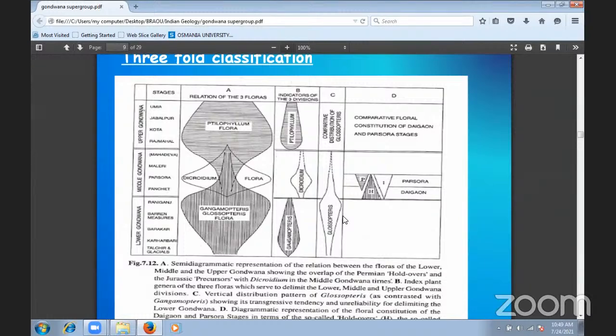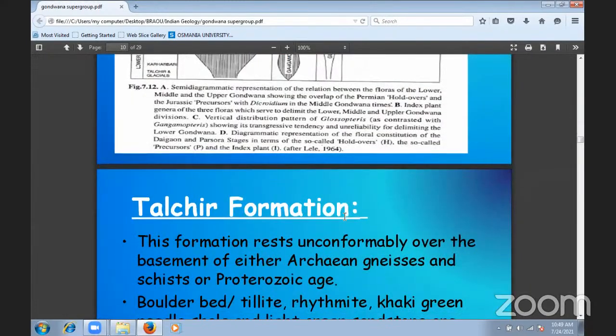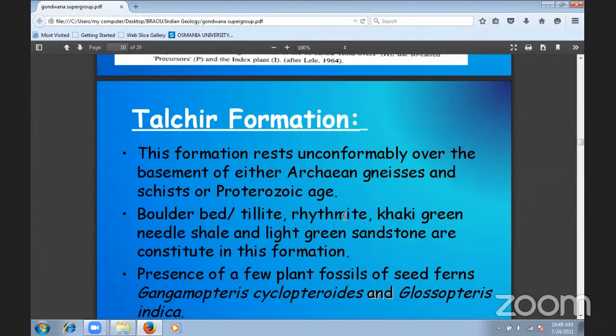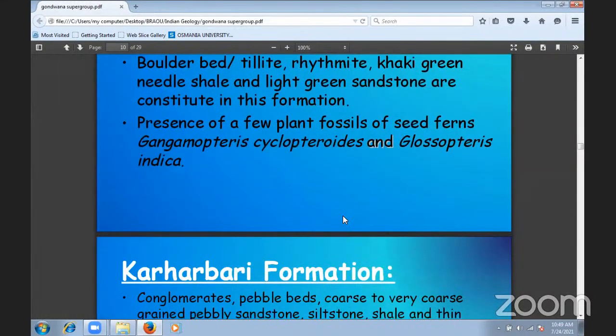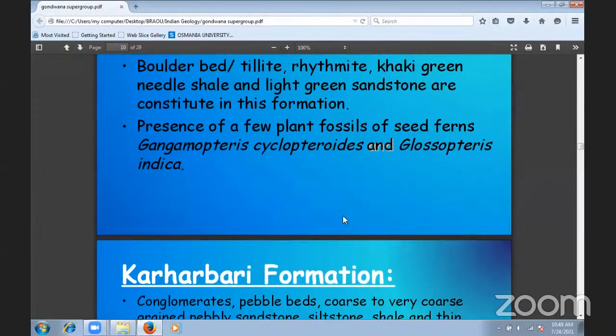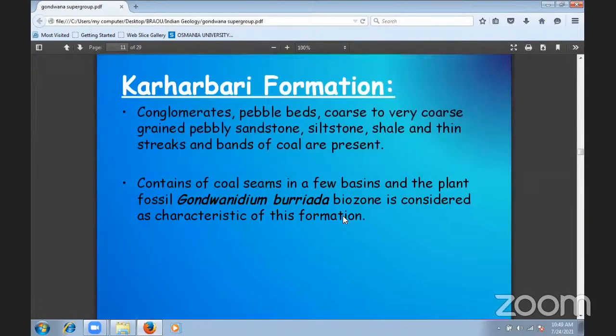And when you come to upper Gondwana, it is related to the stages of Rajmahal, Kota, Jabalpur, and Umia formations. And here it is associated with the Ptilophyllum flora. Based on this, the threefold classification was done. And here, you come to the different formations. This I already told you.